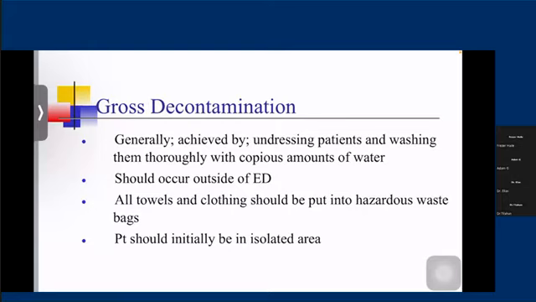Generally, decontamination is achieved by undressing the patient and washing the patient thoroughly with a copious amount of water. This should happen outside of the ED to prevent cross-contamination of other patients and also staff. It should happen in an isolated area, because these poisonous agents are also hazardous, and the clothes should be put in a specified box and discarded, and patients should initially be in an isolated area.